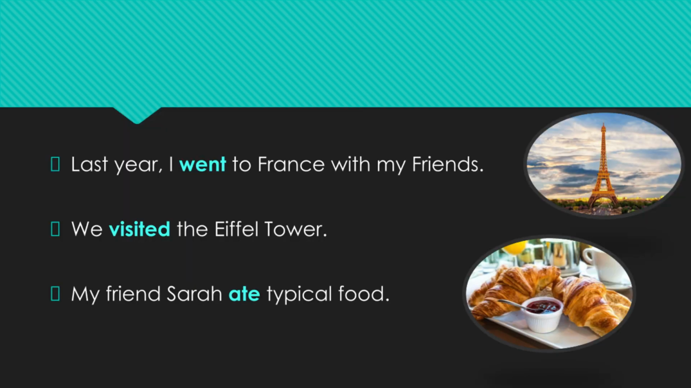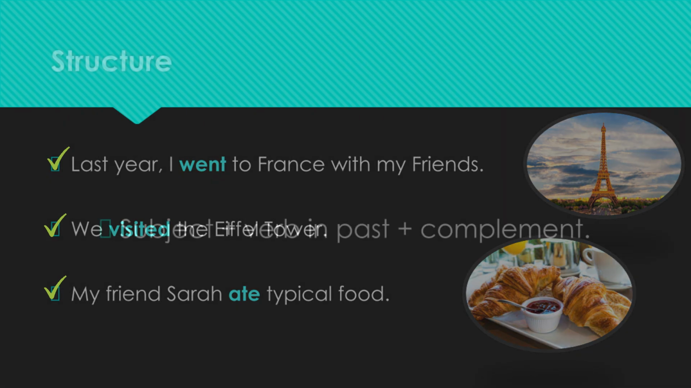Now, let's take a look at the affirmative form. Last year, I went to France with my friends. We visited the Eiffel Tower. My friend Sarah ate typical food. As you can see, we have the verbs in different colors here. And also, you will see that these verbs are in simple past because the sentence is in affirmative form.